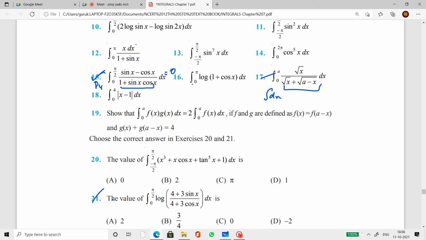Whereas for the 21st one, once you use the property, this will become log (4 plus 3 cos x)/(4 plus 3 sin x). And then when you add them, it's log a plus log b, which is log ab. Everything gets cancelled, so it becomes log 1, and log 1 is 0. So I'll show you how to do the 21st one.